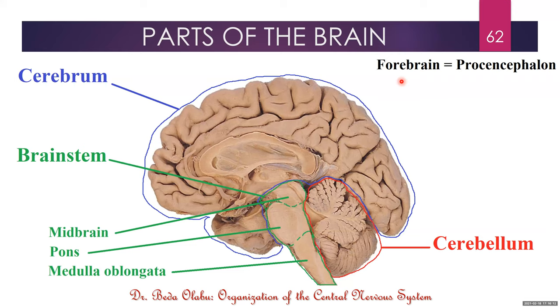So let's put some perspective into them. Forebrain, also known as prosencephalon, refers to the cerebrum. So forebrain is the cerebrum. And it's also called prosencephalon. Cephalon refers to brain, you know, cephalic means brain.